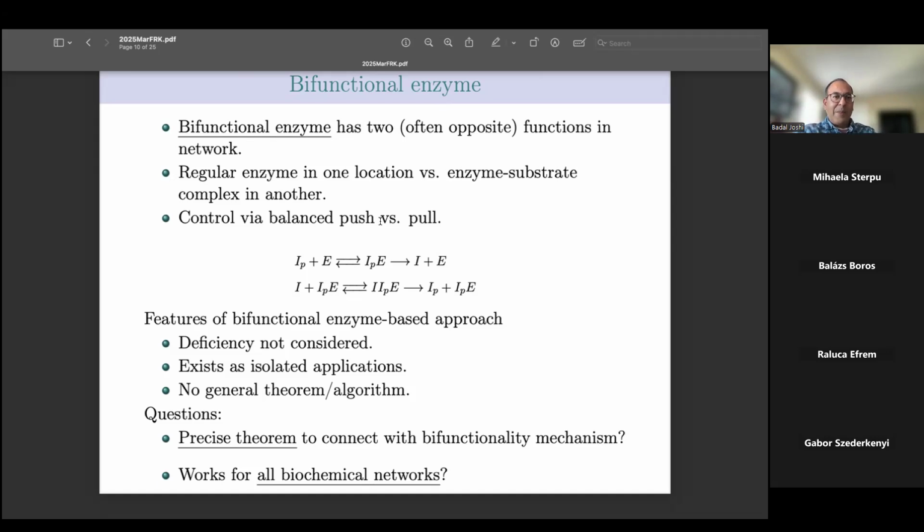Okay, so if we think about this bifunctional enzyme-based approach, then deficiency is not considered at all. As far as I can tell, this exists as isolated applications. There's no general theorem or algorithm that can just be applied to any network. So what I'm going to talk about in this talk is that we want to have a precise theorem that connects with the bifunctionality mechanism and works for all biochemical networks.